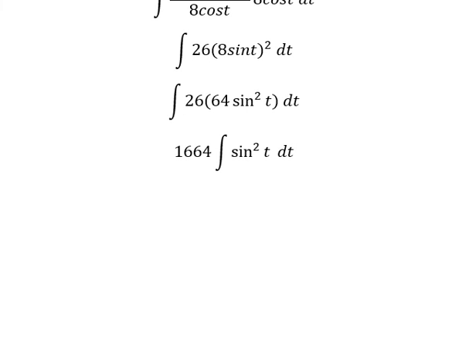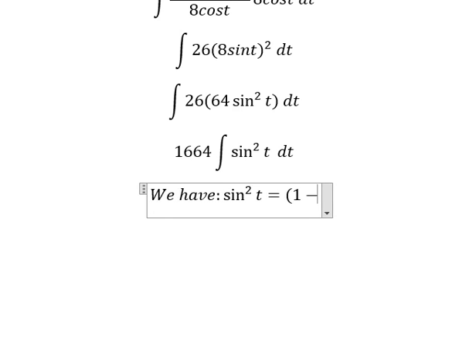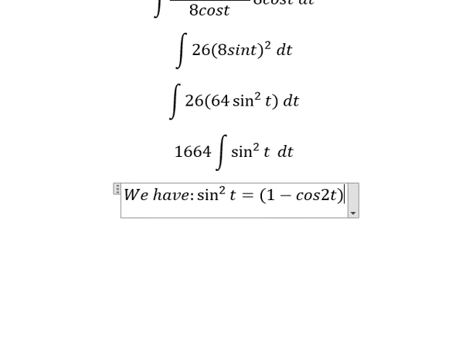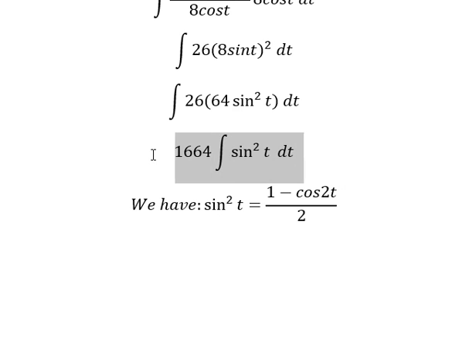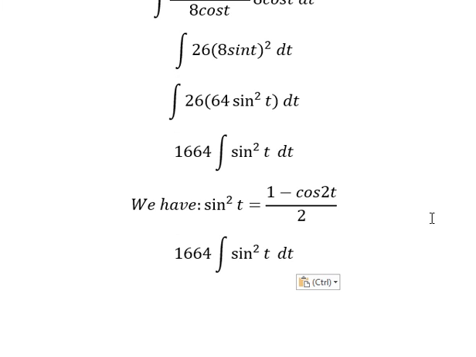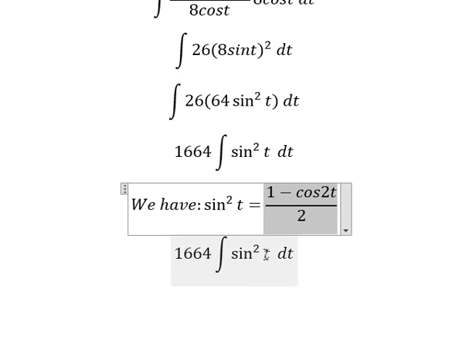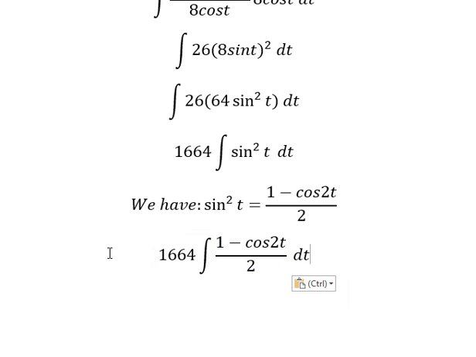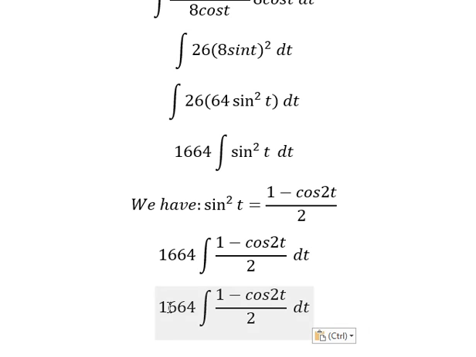Next, we have the formula in here. That is 1 minus cosine 2t over 2. And now I will put this one here. So this one divided by this one, we have 32.